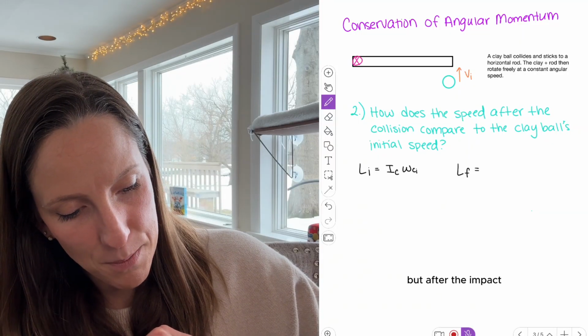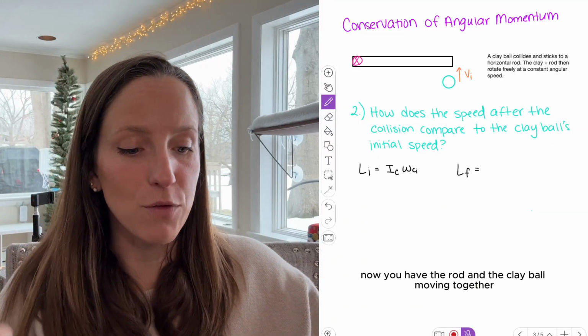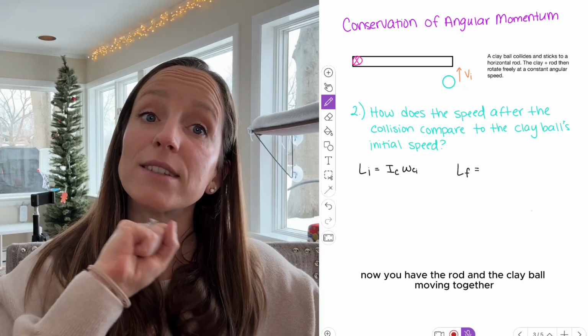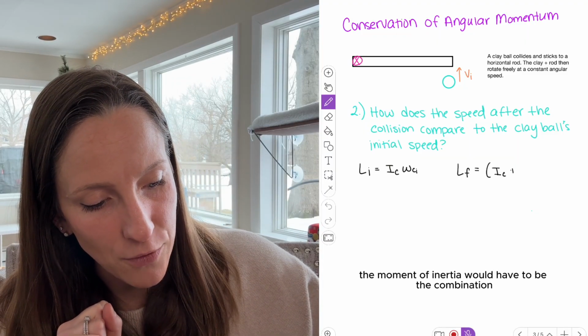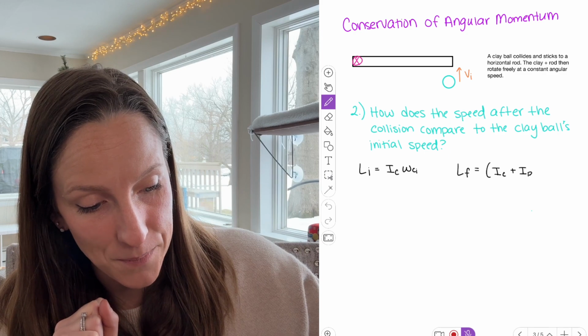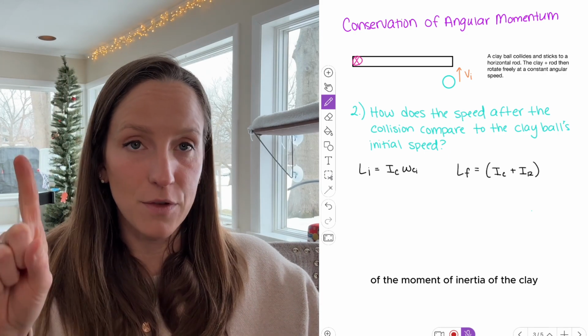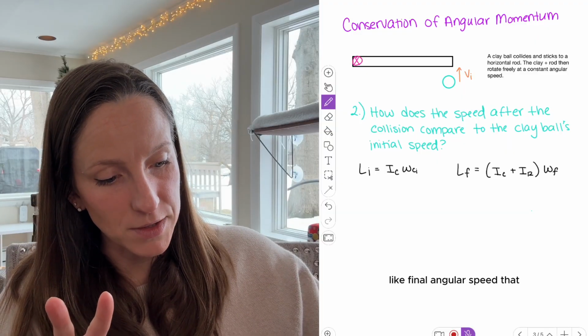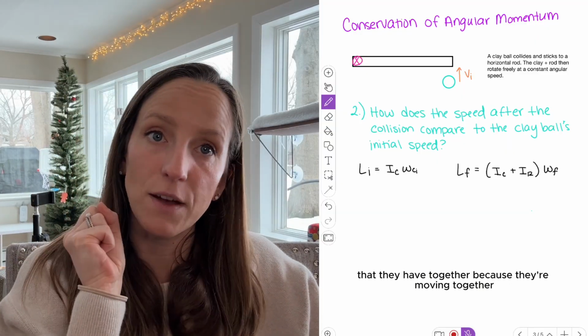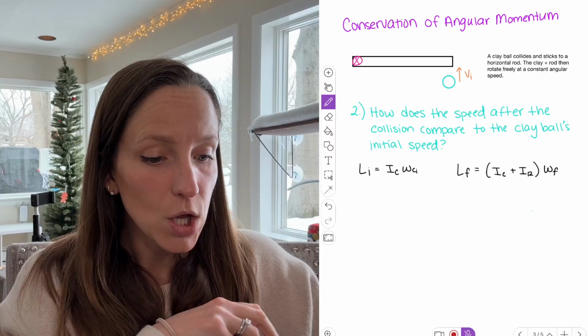But after the impact, now you have the rod and the clay ball moving together. So the moment of inertia would have to be the combination of the moment of inertia of the clay and the moment of inertia of the rod, times this final angular speed that they have together because they're moving together.